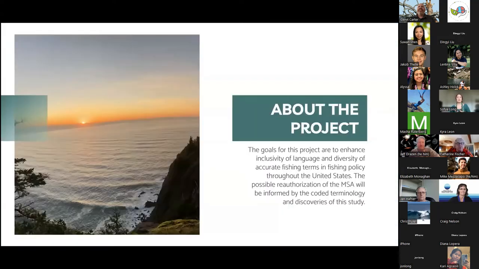So a little bit of background on the project. There is currently a study being conducted at NOAA that is looking at how non-commercial fishing is discussed in both policy and peer-reviewed literature throughout the country, with the hopes that an enhanced social science perspective can be more inclusive in this wide variety of fishing discussions that is in policy, hopefully to be applied to a possible reauthorization of the Magnuson-Stevens Act, which is the current guiding regulation for fishery policy in the United States.